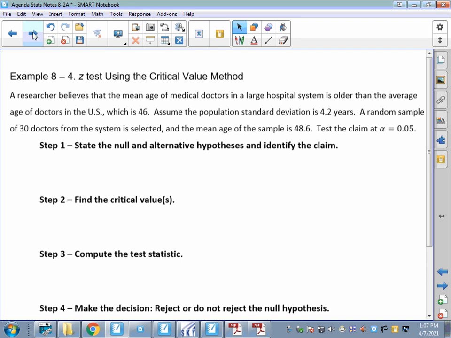There is a lot of information in there. Let's start just by seeing what we've got. So let's state the null and alternative hypothesis.